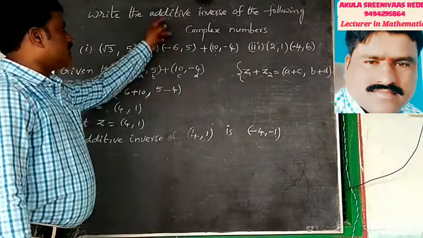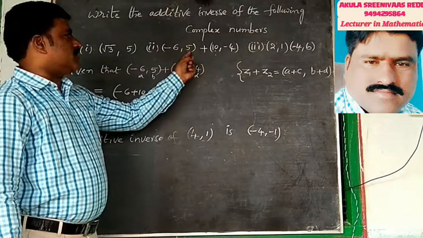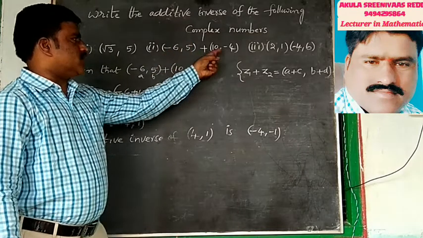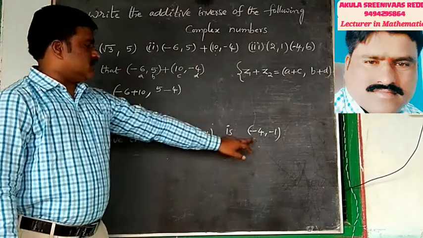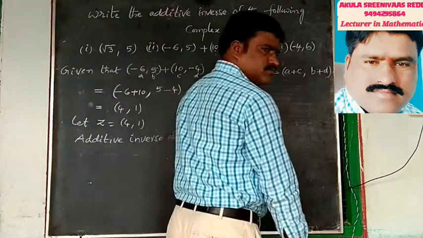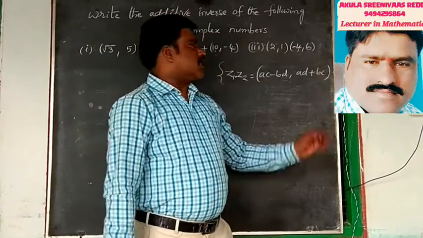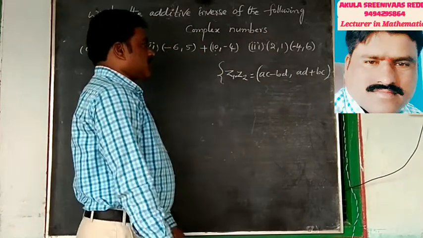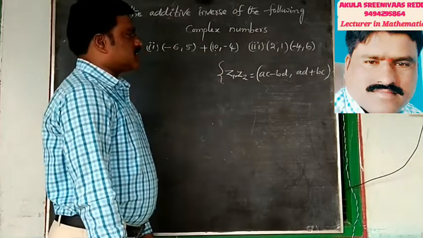Therefore, the additive inverse of (-6, 5) + (10, -4) is (-4, -1). Third problem: (2, 1) into (-4, 6).